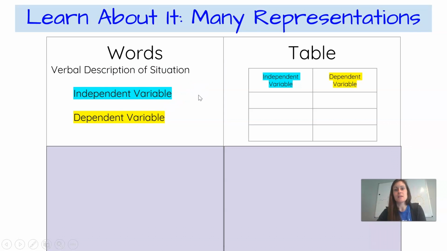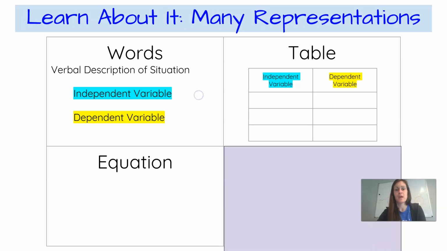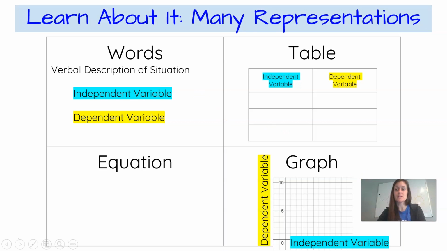Another way that you might see a real-world situation represented is in a table, like the problem with the train in the previous lesson. Again, we want to make sure that our table is organized with an independent variable and a dependent variable. Another way that you might see the situation represented is with an equation. So we'll take the verbal and translate that into an algebraic equation. The last way that you might see a real-world situation represented is with a graph, where the independent variable is along the x-axis and the dependent variable is along the y-axis.